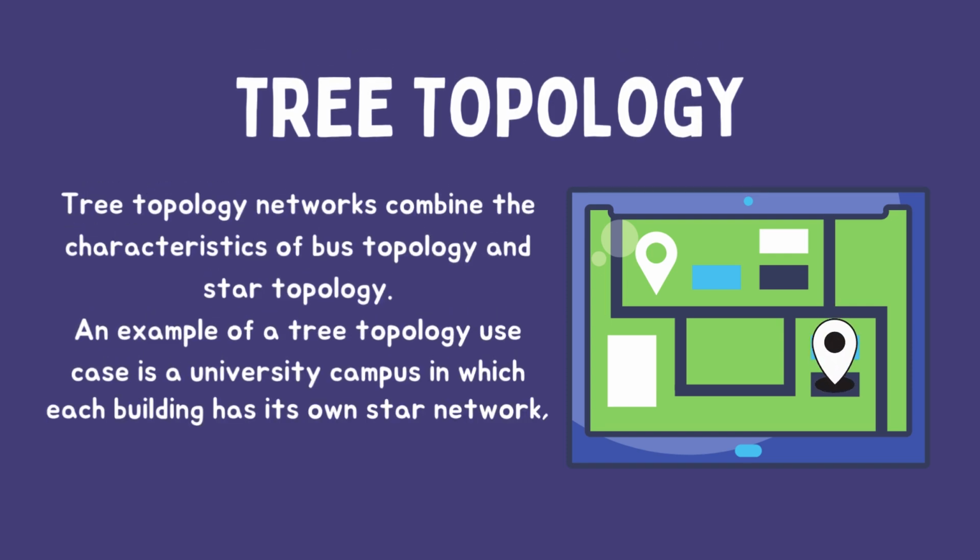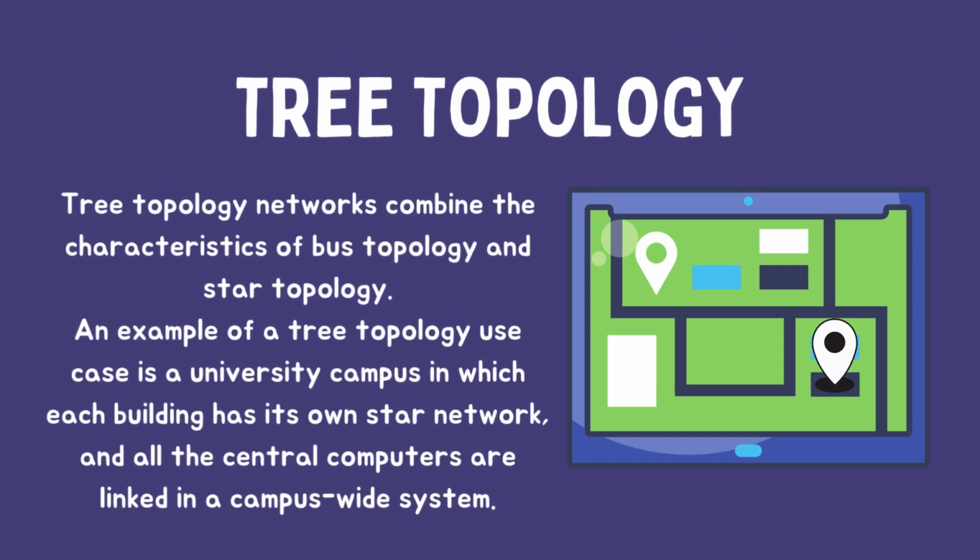Tree topology networks combine the characteristics of bus topology and star topology. Tree topology is a type of structure in which all the computers are connected with each other in a hierarchical fashion. An example of a tree topology use case is a university campus in which each building has its own star network, and all the central computers are linked in a campus-wide system.